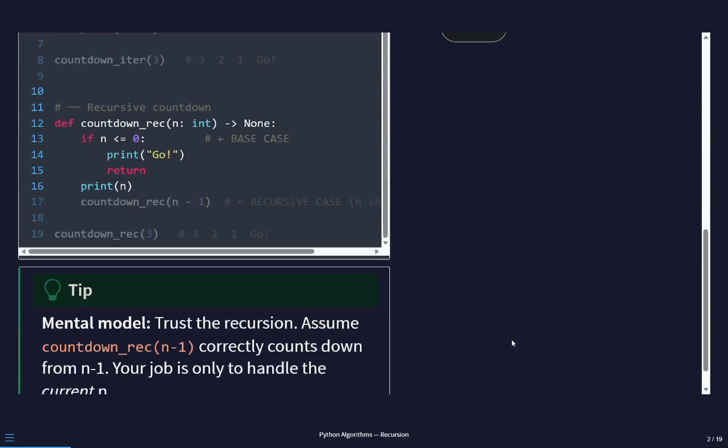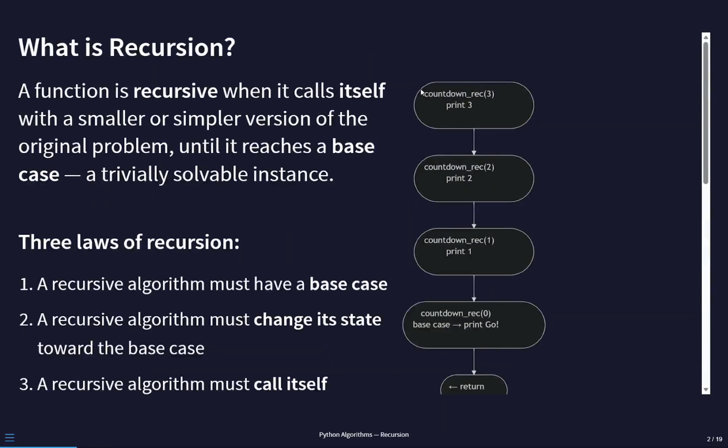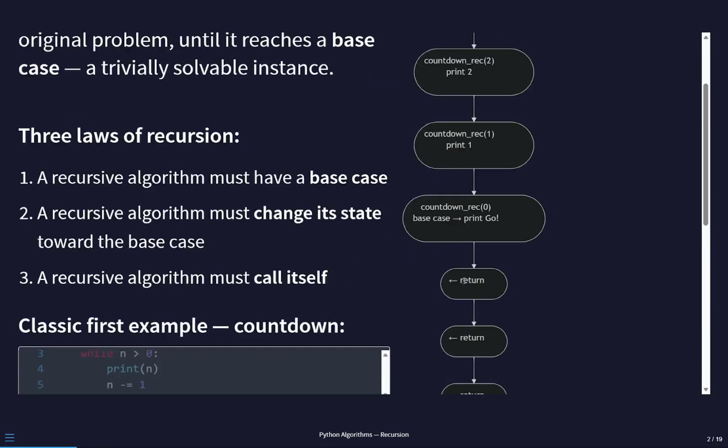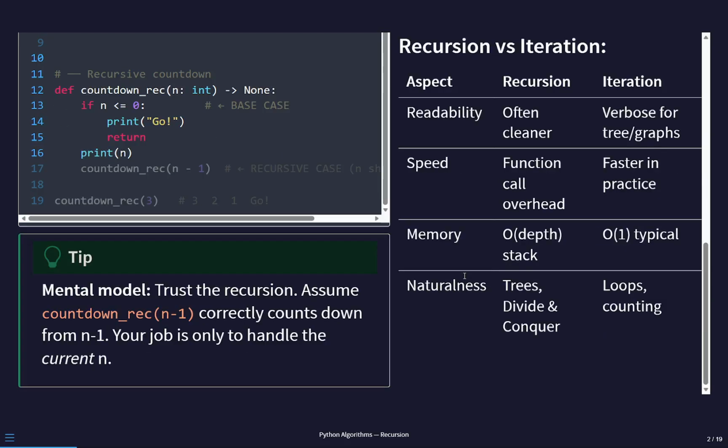The call tree diagram makes the execution order concrete. Each call prints its own n, then invokes the next frame. The base case fires at the bottom, and control returns back up the chain. Each arrow in the diagram represents a return.